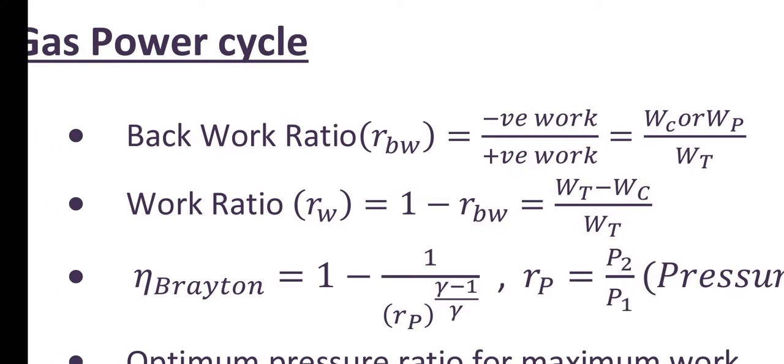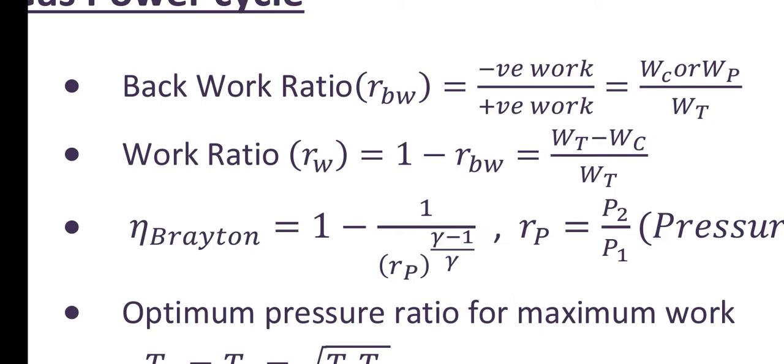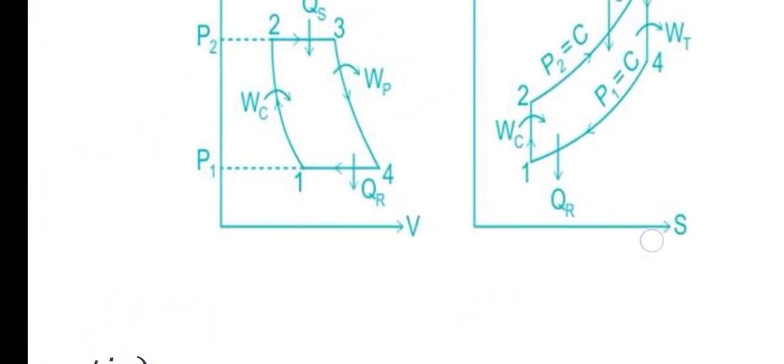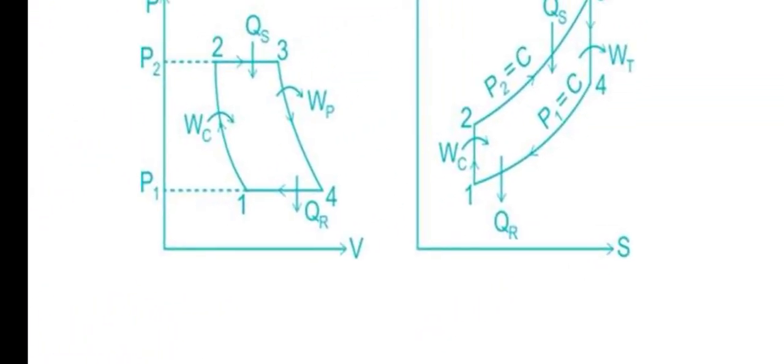Now the work ratio is equal to 1 minus back work ratio, or simply we can say that the work ratio plus back work ratio equals 1, that is equal to net work by work done by the turbine. Now we come to the efficiency. Efficiency of a Brayton cycle is given as 1 minus 1 by Rp, which is the pressure ratio, whole to the power gamma minus 1. Pressure ratio is the higher pressure by the lower pressure, that is P2 by P1. Here we have denoted the higher pressure with P2 and the lower pressure with P1.